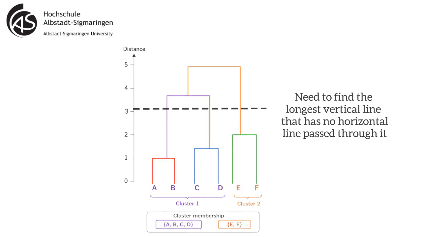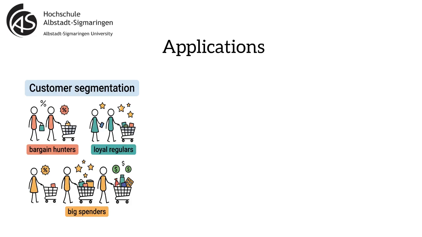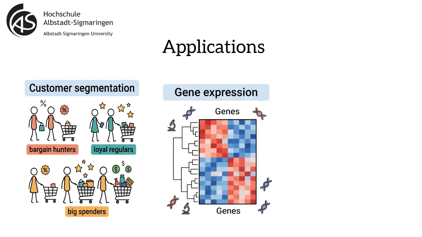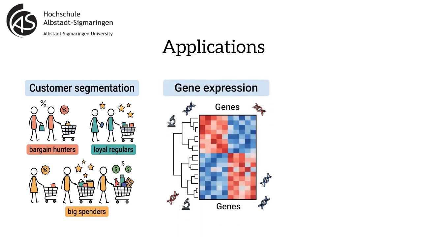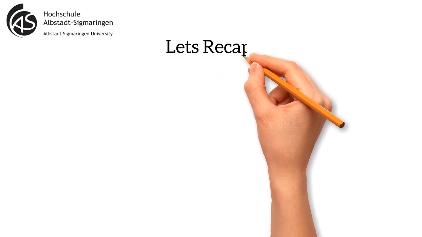Hierarchical clustering is not just a toy example, it is used in many real applications. In marketing, it can help segment customers into groups based on behavior, like bargain hunters, loyal regulars, and big spenders. In biology, it is common to cluster gene expression data, where each cluster might correspond to genes that behave similarly across conditions. It is also used to group similar documents or news articles, so related topics end up near each other in the dendrogram.